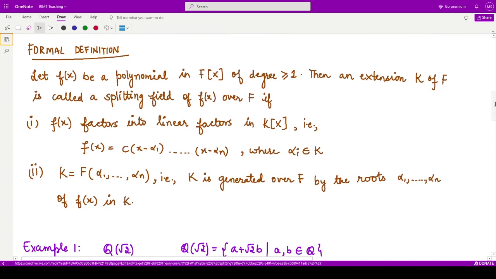So the formal definition of splitting field is that if f(x) is the given polynomial having degree greater than or equal to 1, then the extension field K of F is known as the splitting field of f(x) over F if we can write f(x) as a product of linear factors in that field, linear factors having coefficients in the given field K. So if you have some field here as F and you have some extension field here as K, so you can write the given polynomial.